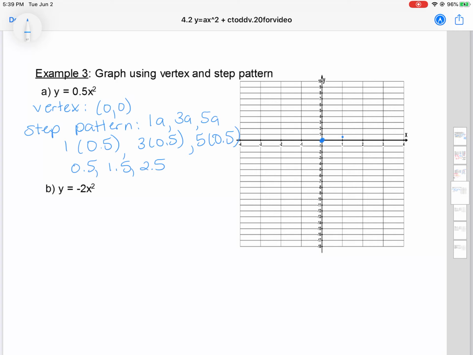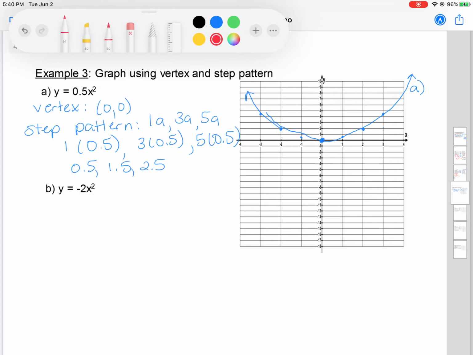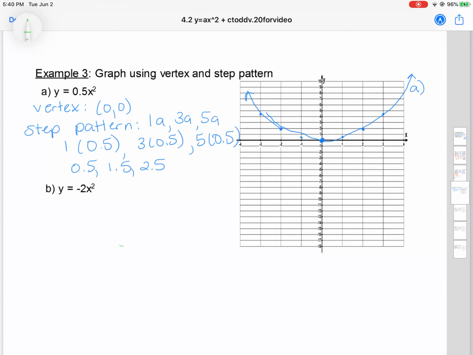No problem. Over 1, up 1.5. Over 1, up 2.5. Over 1, up a half. Over 1, up 1.5. Over 1, up 2.5. So now you can see, like I said, this looks like a fat parabola, so to speak. So we call this a vertical compression. And let's say you're doing this and you want to make sure you label what your line is, or if you have different colors, like it's easy for me here to make it a different color, you can do that as well.